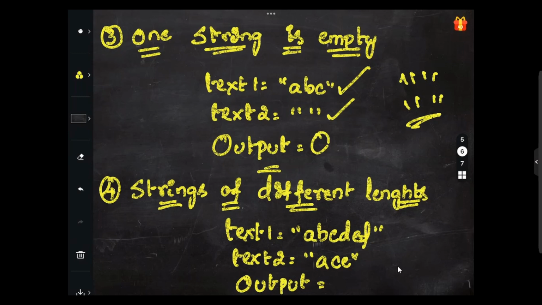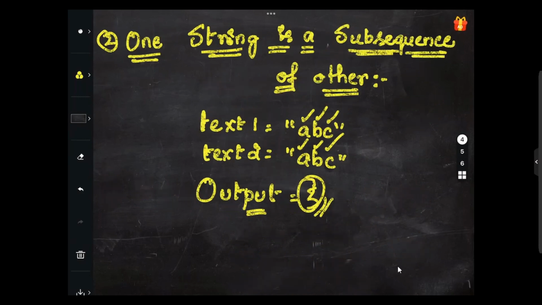Next, let's go with the fourth edge case, strings of different lengths. Here we have A, B, C, D, E, F, and we have ACE. The output will be 3 because the LCS is ACE here, right? So the output will be 3 in this case. ACE, ACE. We are ignoring or removing B, D, and F here. So I hope this is completely clear.